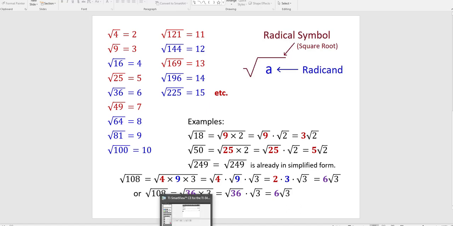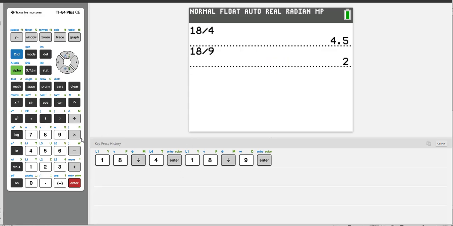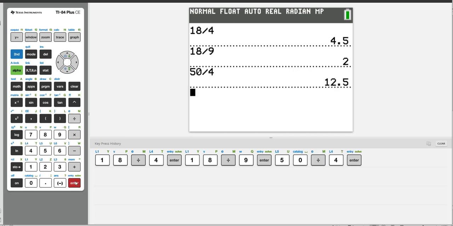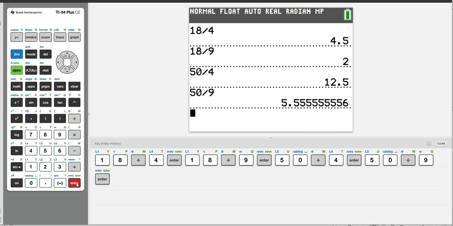Now let's simplify the square root of 50. Type in 50 divided by 4 and press enter. This gives 12.5. This is a decimal number, therefore 4 is not a factor of 50. Type in 50 divided by 9 and press enter. This gives 5.5 repeating. This is a decimal answer, therefore 9 is not a factor of 50.